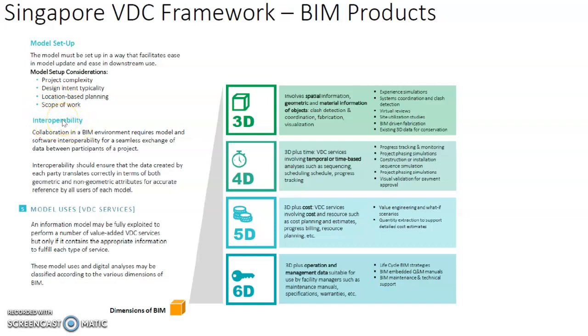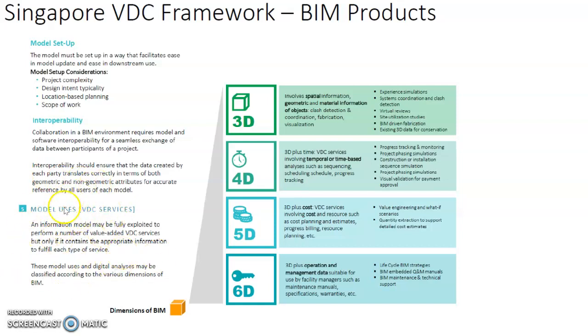Interoperability is very important, because we are doing a lot of collaboration between different parties that could be using different platforms when handling the data from the model. Collaboration in a BIM environment requires model and software interoperability for seamless exchange of data between the participants of the project. Interoperability should be ensured so that the data created by each party translates correctly, in terms of both geometric and non-geometric attributes, for accurate reference by all users of each model. Also, I've gone through examples of geometric data and non-geometric data.